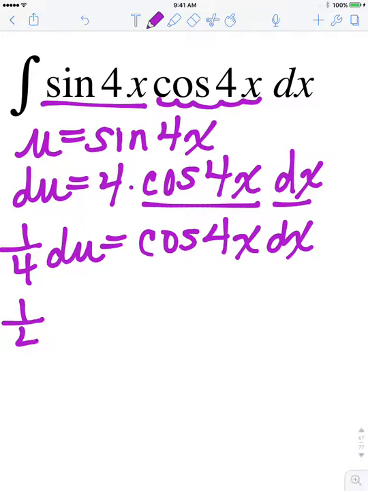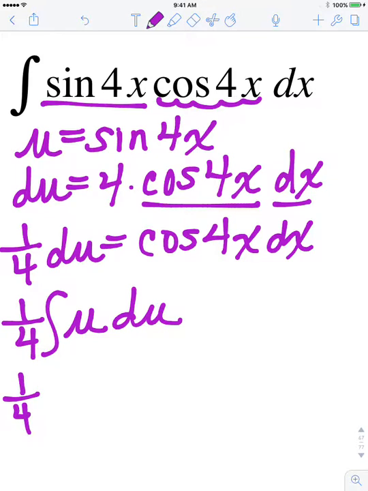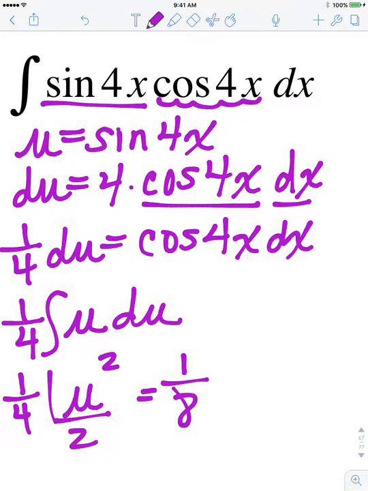So let's get started. I'm going to put the 1/4 out in front, and I'm going to integrate u du. Okay, and that's going to give me 1/4 times u squared over 2. And my final answer is going to be 1/8 sine squared of 4x plus c.